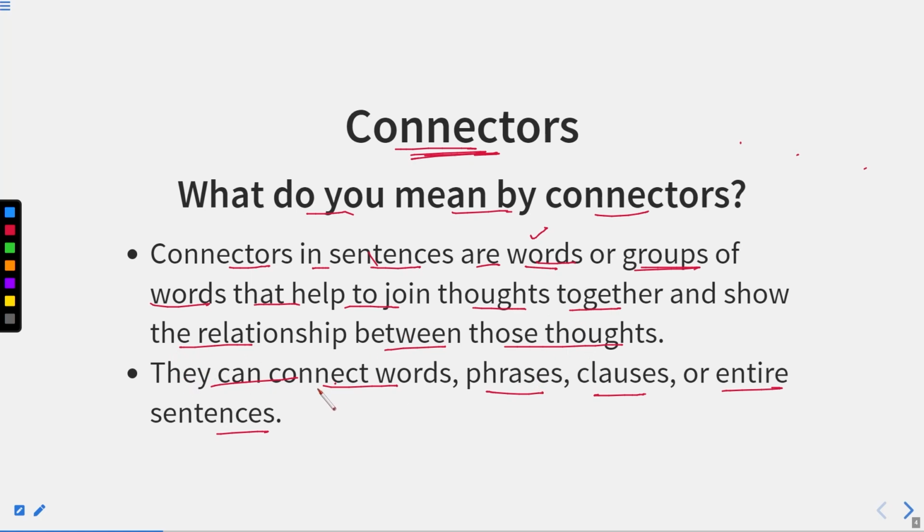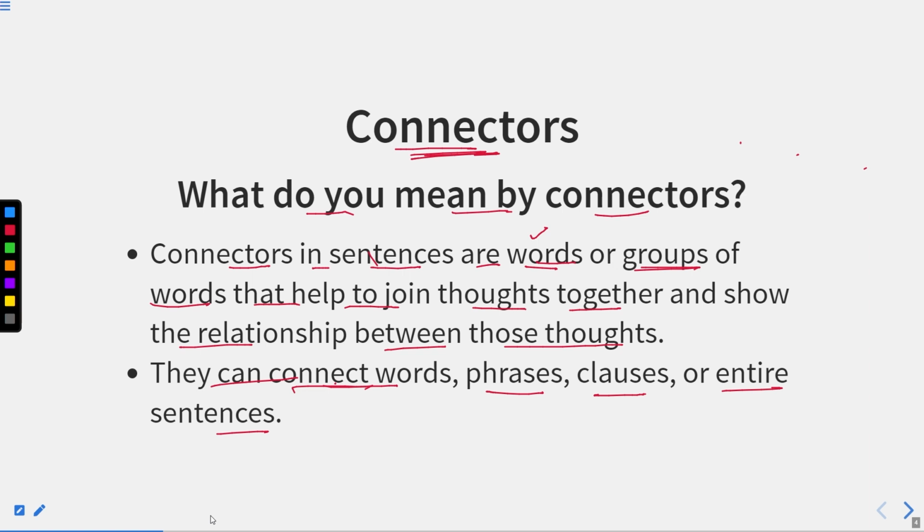Now they can connect words. It means connectors are those which can connect words or phrases or clauses or maybe the entire sentence. For example, if I say my name is Aditi and I'm going to IIT Kanpur. So these are two sentences which are combined. And when these two sentences are joined with each other, we are using a connector. So a connector can join words, phrases, clauses and sentences all together.